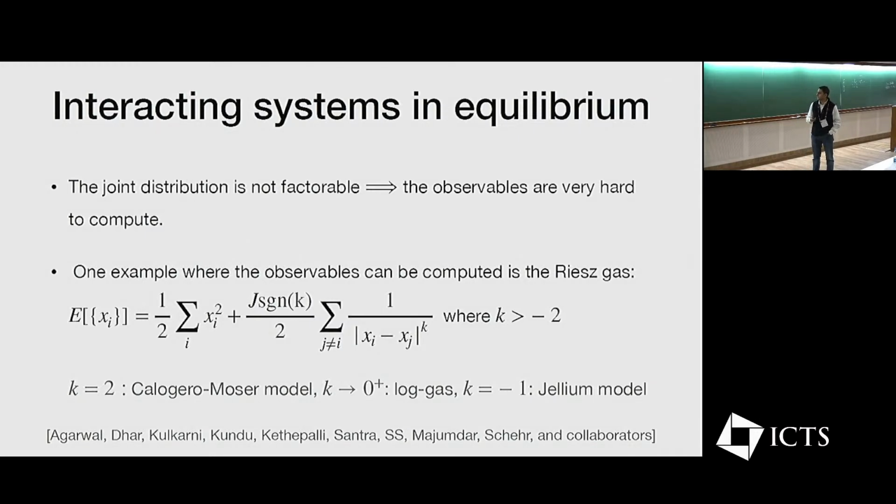In these cases, many of these observables can be computed explicitly, and many people in this audience are actually involved in the calculation of these observables, like Abhishek, Manas, Anupam, Satya, Gregory, and many of their collaborators. So this is one example of strongly interacting systems where you can calculate these observables, but these kinds of examples are rather rare actually.